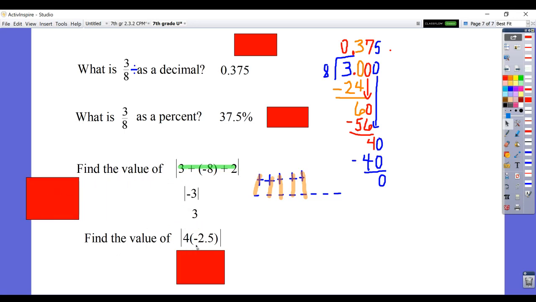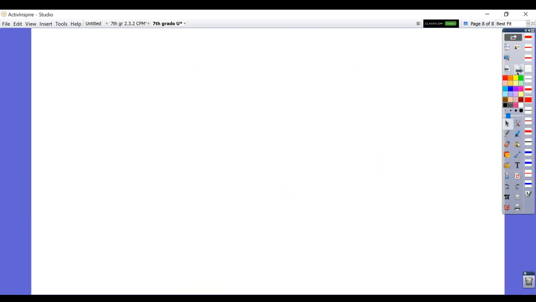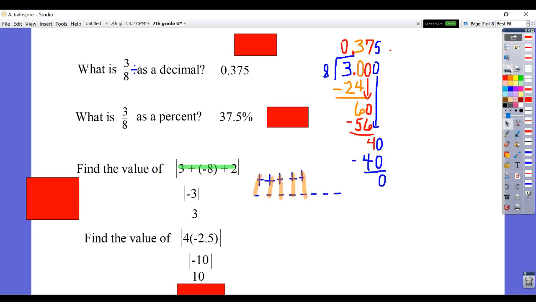Here you're going to want to find the value first of 4 times negative 2.5. Well, 4 times negative 2.5 would be negative 10. 4 sets of negative 2.5 is negative 10. And then when you take the absolute value again of that negative, it's going to become positive. So that is a quick summary of the types of questions that you'll see on the quiz.